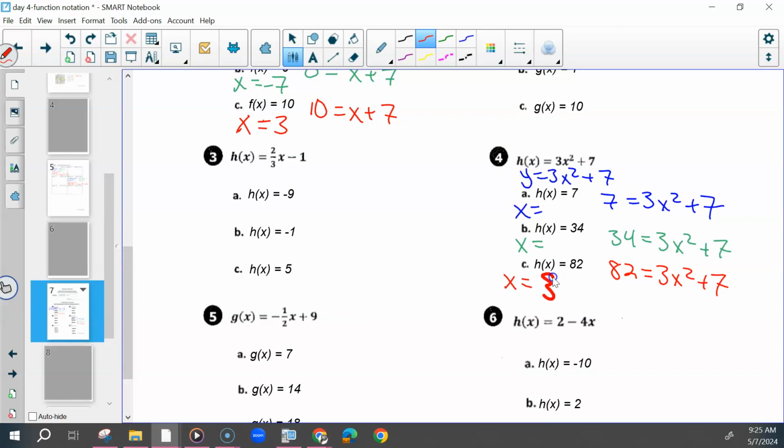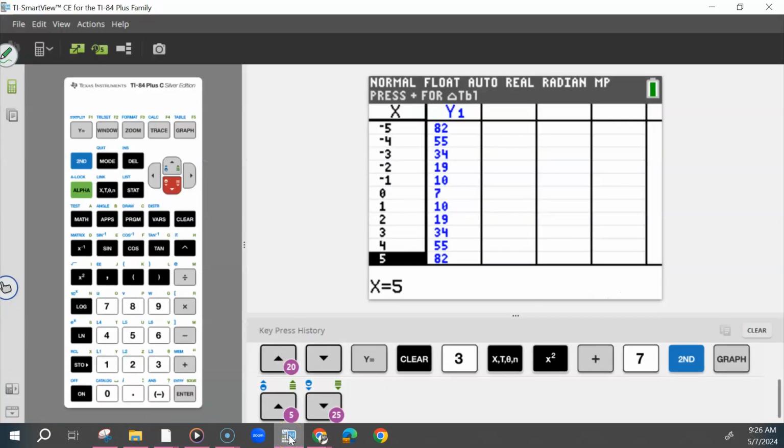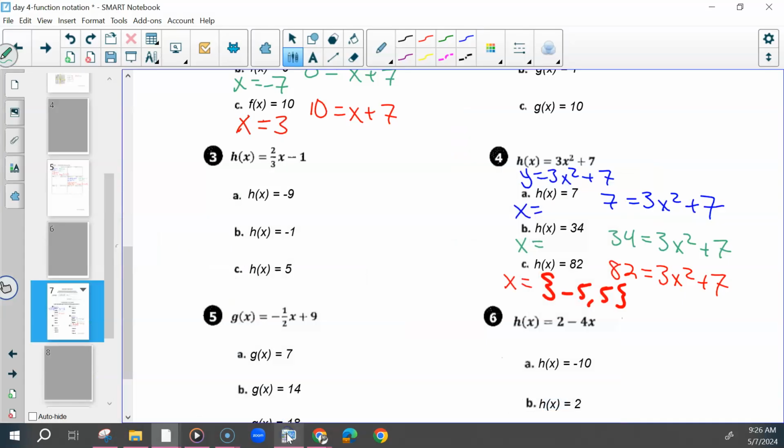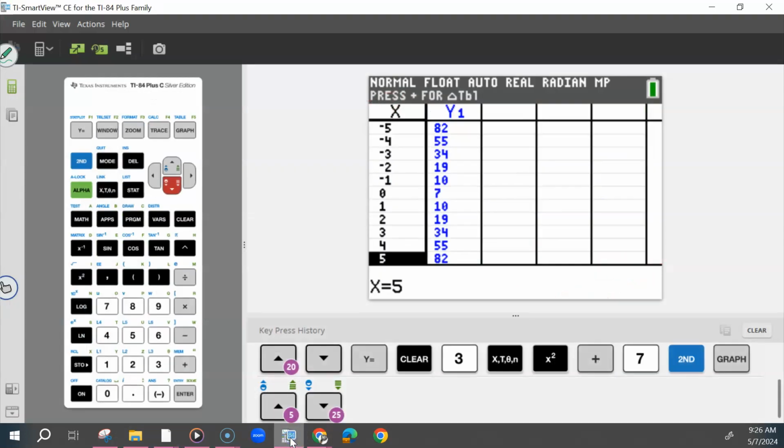In curly brackets, since there's 2. And then for 34, -3 and 3. And then for when y is 7, just 0.